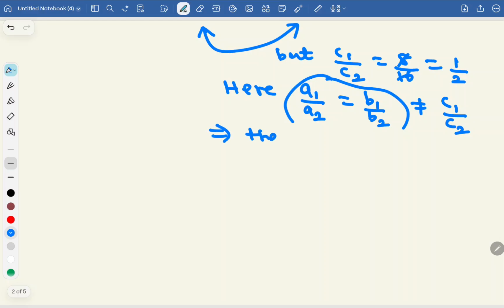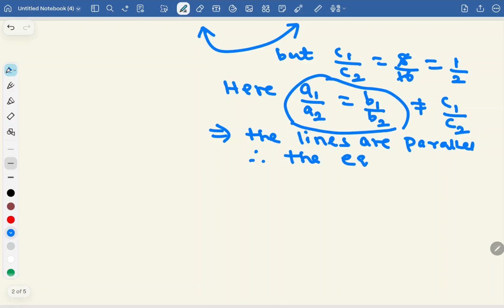Therefore, the lines are parallel. The given pair of linear equations is inconsistent.